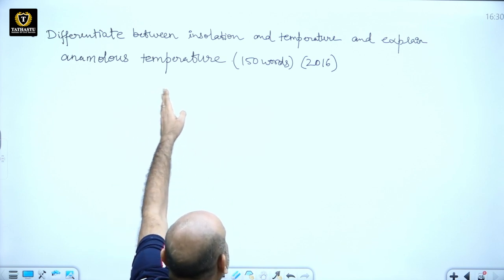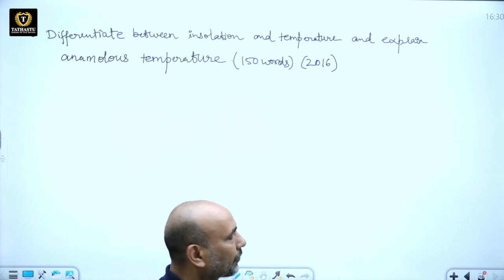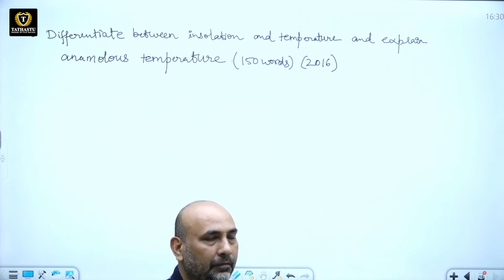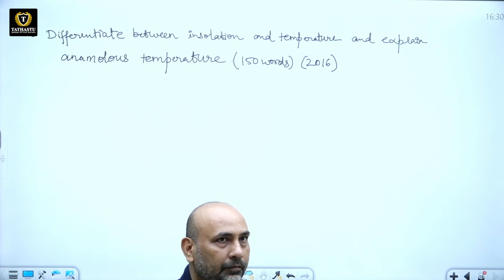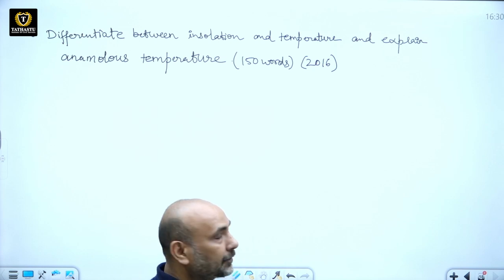First part: differentiate between insolation and temperature and explain anomalous temperature. People have written the question. Shall I answer? Write down the answer.